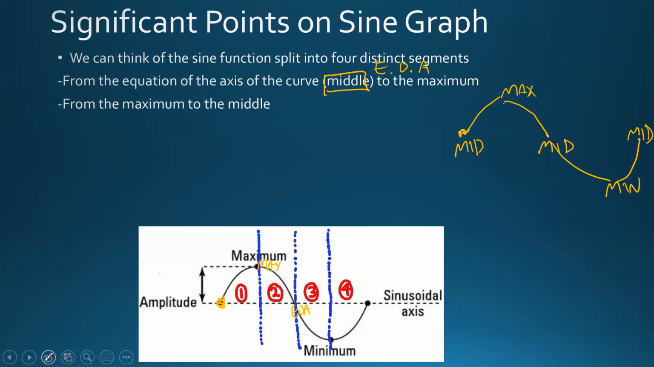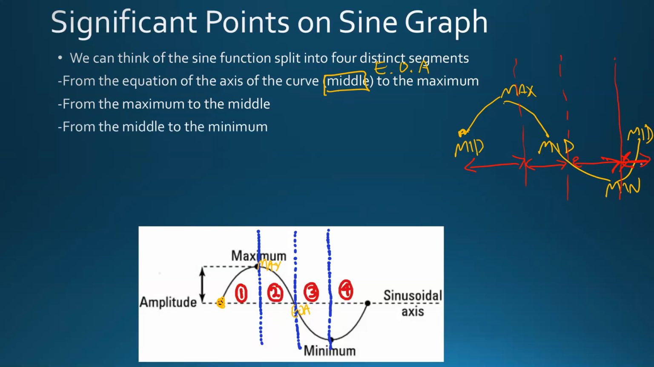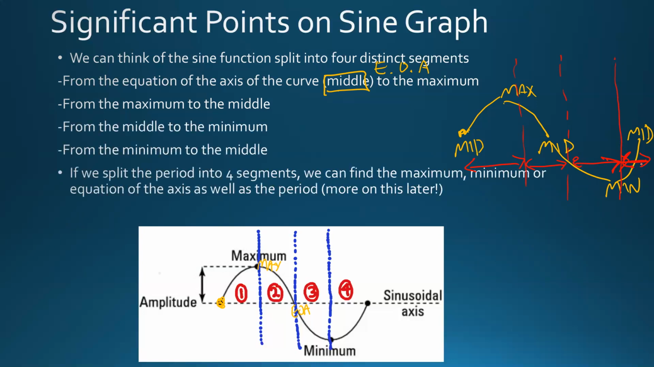So when I draw this out, it's actually split up into 4 separate parts. There's a first segment that goes from the middle to the max. There's a separate segment that goes from the max to the middle point, then from the middle point to the minimum. And then, of course, we have the last segment that goes from the minimum back up to the middle. So it's split up into 4 separate parts.